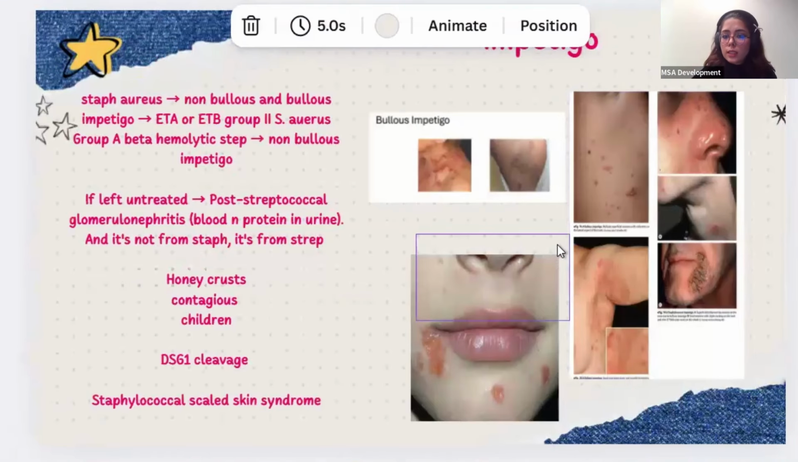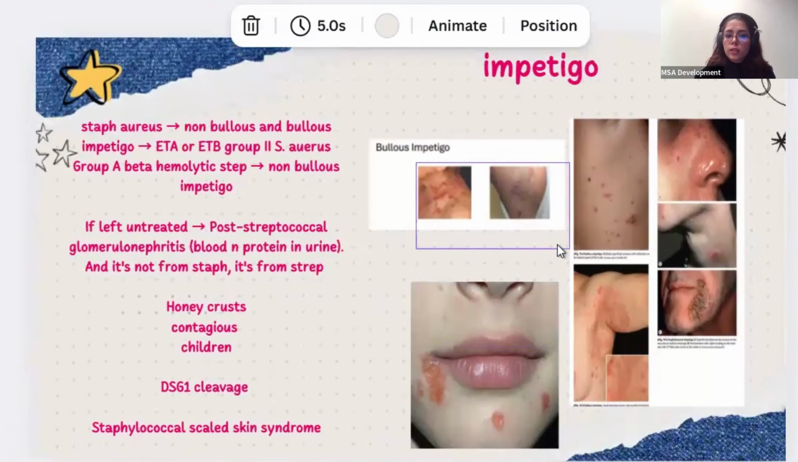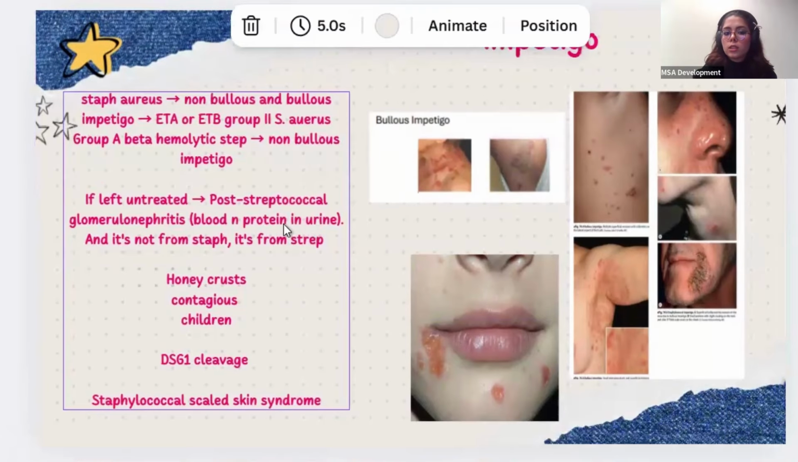Okay, impetigo is really important. It's usually seen in kids, mainly due to Staph aureus, and there is non-bullous and bullous impetigo due to exfoliative toxin A or B, group 2 Staph aureus. Okay, there's also group A beta-hemolytic streptococcus, which causes non-bullous impetigo.